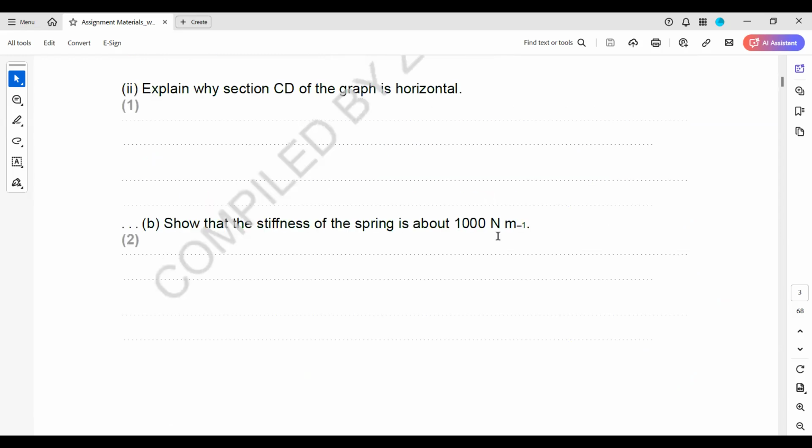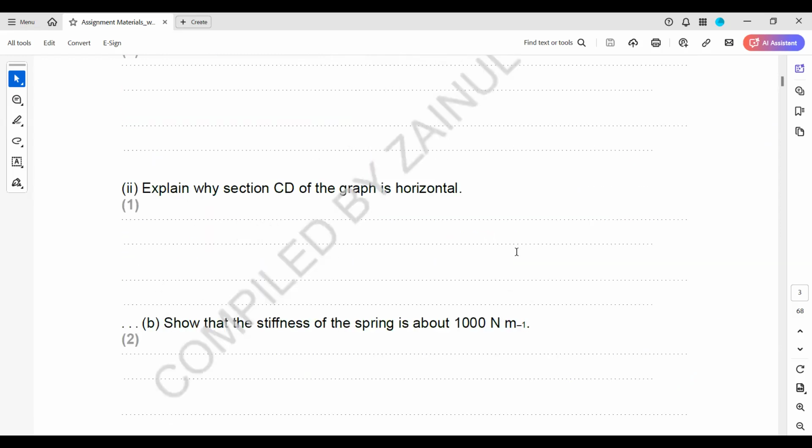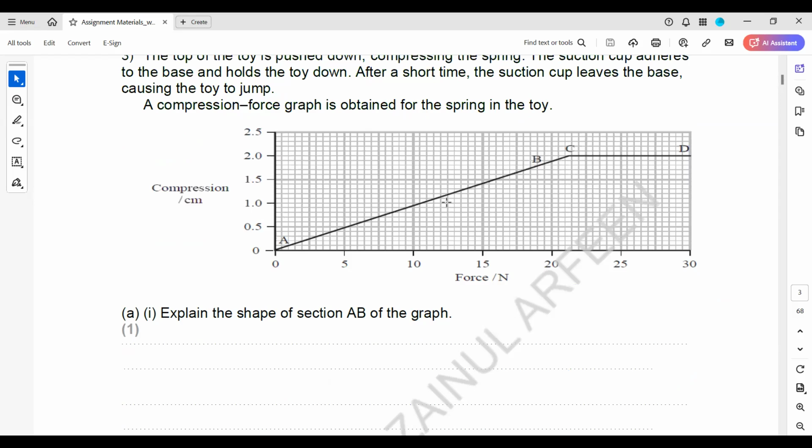Show that the stiffness means the spring constant. But in this case, the graph is between the force and the compression. And if I work out the slope, it will give us 1 over k. Why? Because this is compression against force. If the force was on the y-axis and the compression on the x-axis, in that case the slope would give us the value of k. So how to do this?